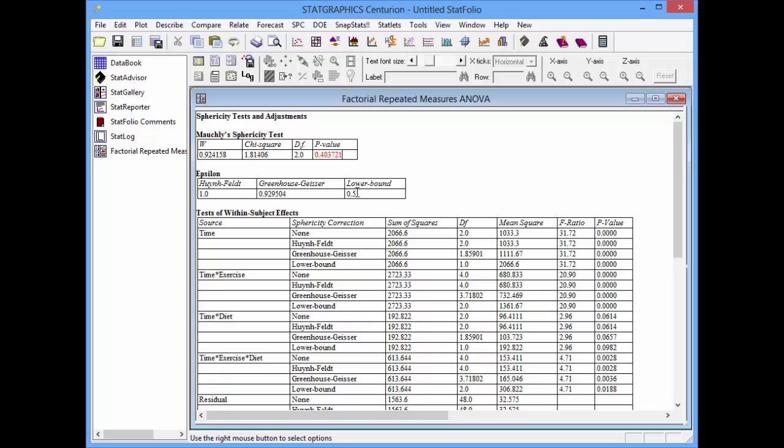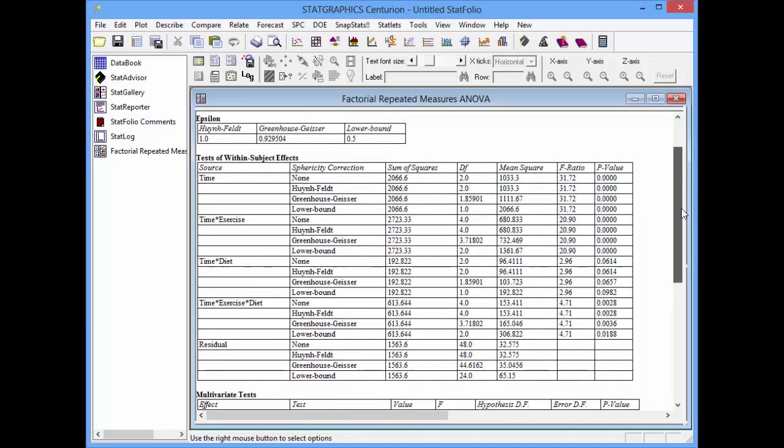Epsilon is a number between 0 and 1 that corrects the degrees of freedom in the F-tests. There are three possibilities listed here. One is the Huynh-Feldt epsilon, a second, the Greenhouse-Geisser, and a third, a lower bound. It's common, if the epsilons are large, to use the Huynh-Feldt correction, which in this case is no correction at all. Or if we wanted to be a little more conservative, we could use, for example, the Greenhouse-Geisser.